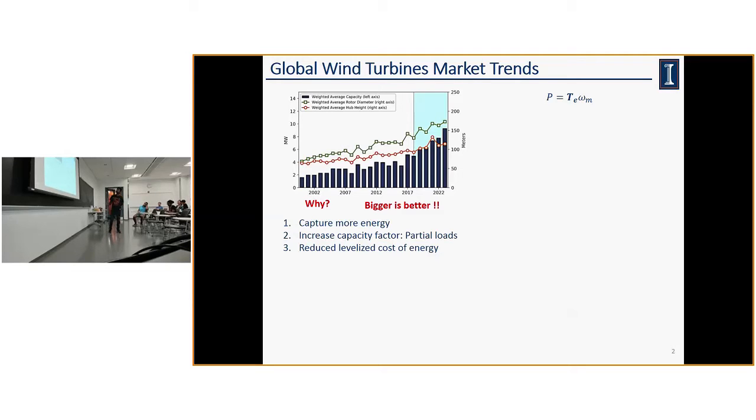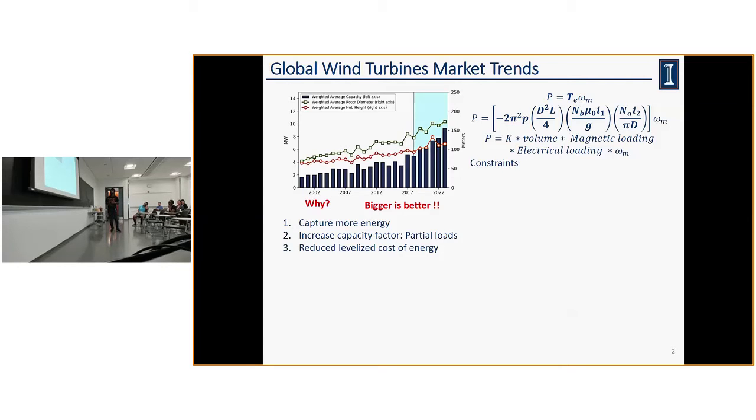If you look at a general equation for a machine, this is the output power for a general machine. What we have here is some constant multiplied with the volume of the machine, the magnetic loading of the machine, the electrical loading of the machine, and the speed of the machine. If we want to increase the power of a machine to 15 megawatt, obviously we need to increase one of these parameters. We have to go for a bigger machine, or increase the magnetic loading, putting in stronger magnets or increasing the air gap field, or increase the electrical loading, maybe the armature current, or increase the speed of the generator.